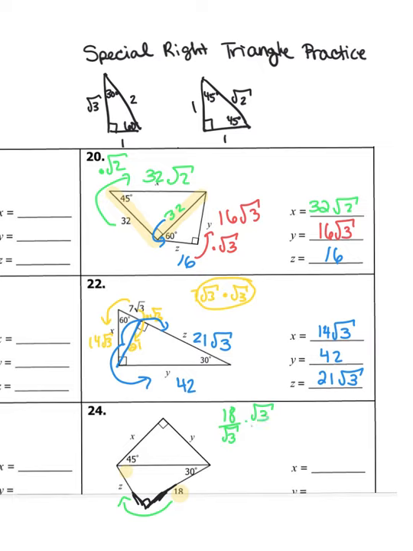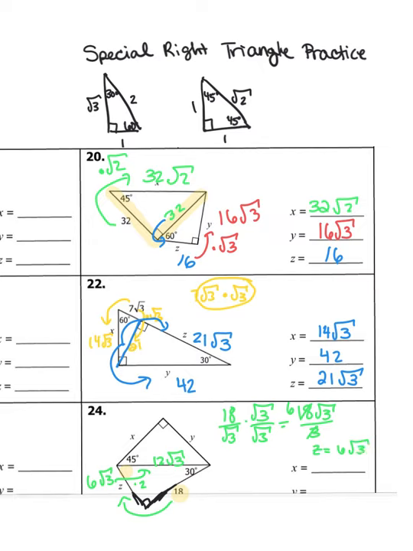Again, I have to rationalize the denominator. So I get 18 square roots of 3 over 3. I can simplify this. 3 goes into 18 6 times, so this is 6 square roots of 3. To go from the short leg to the hypotenuse, I multiply by 2, so that gives me 12 square roots of 3. So z is 6 square roots of 3.